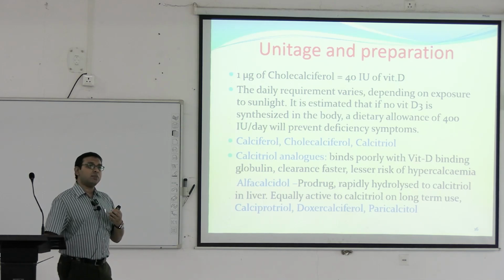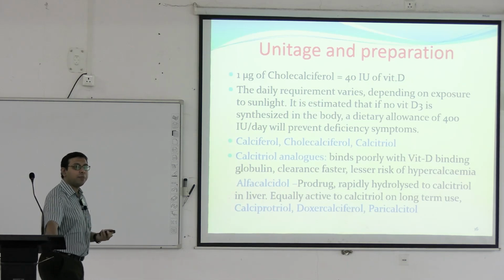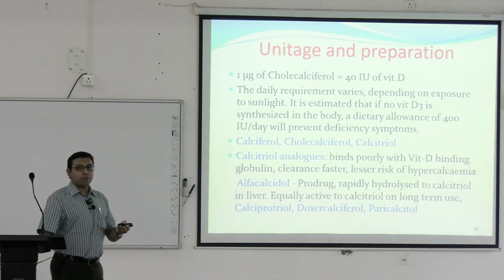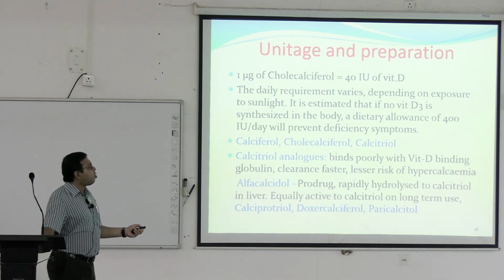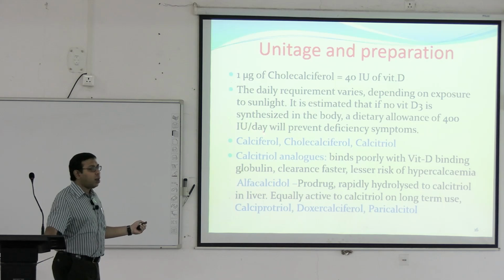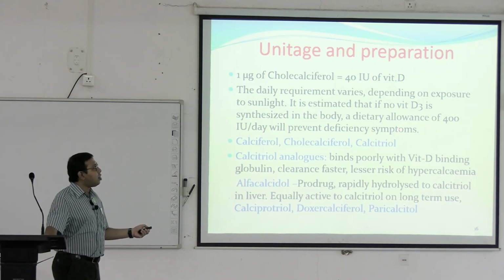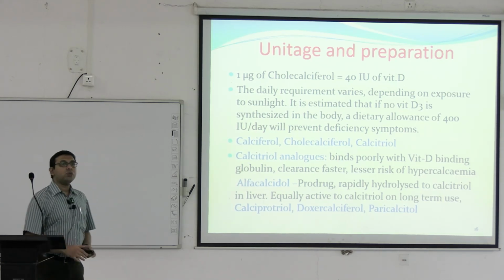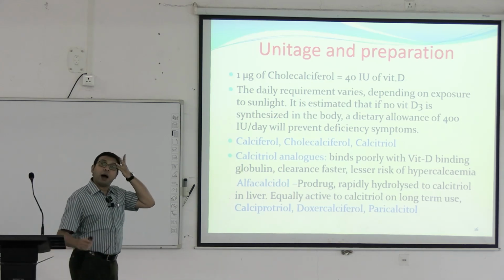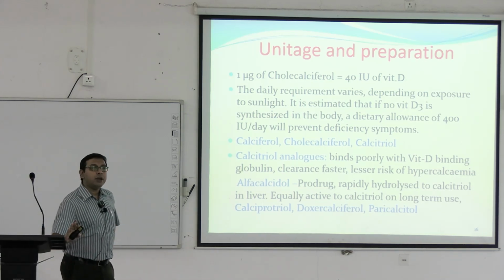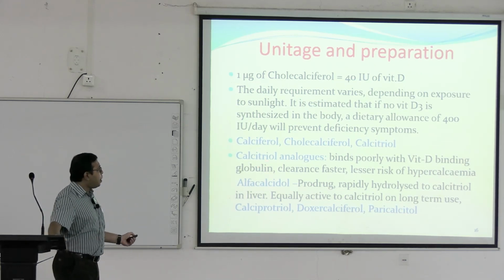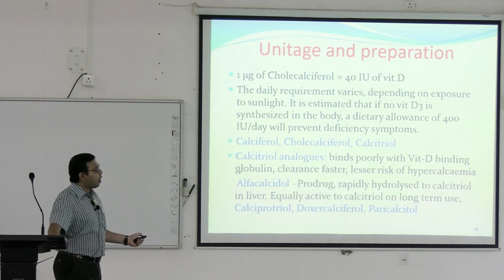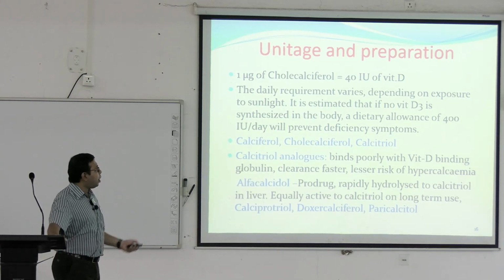But with more usage of sunscreen and a more sedentary lifestyle, the sunlight exposure becomes less. So there is always vitamin D deficiency in our country also. A dietary allowance of 400 international units per day will prevent the deficiency symptoms, and is needed for appropriate physiological functions of vitamin D. Different preparations are available like calciferol, cholecalciferol, calcitriol.